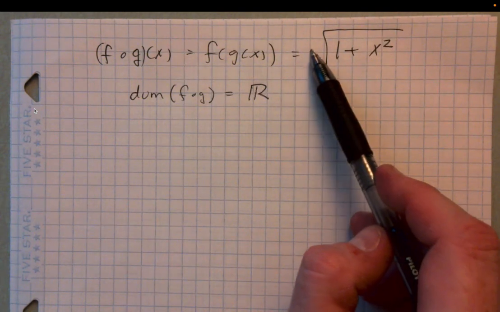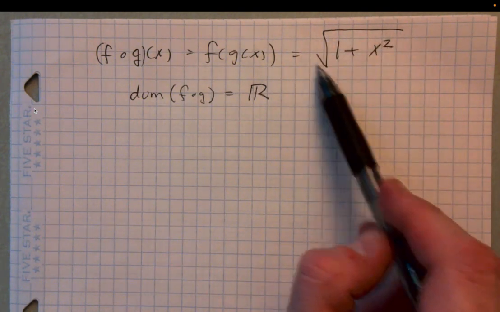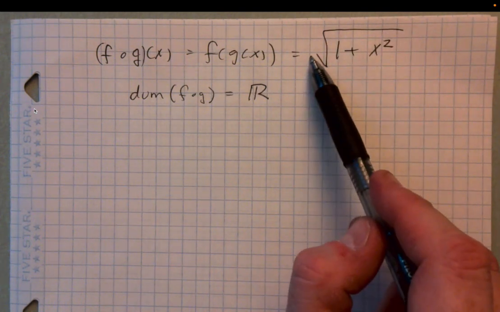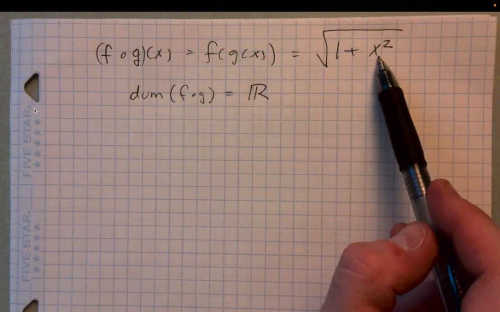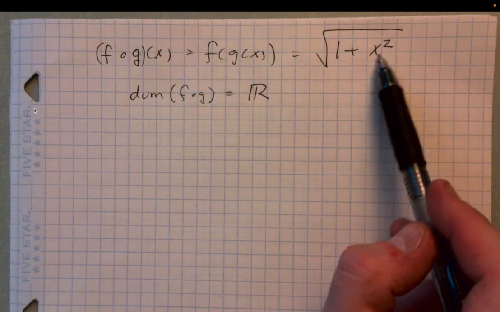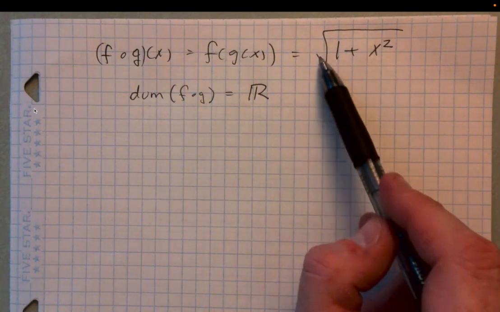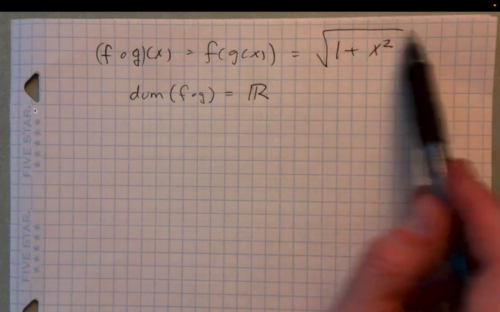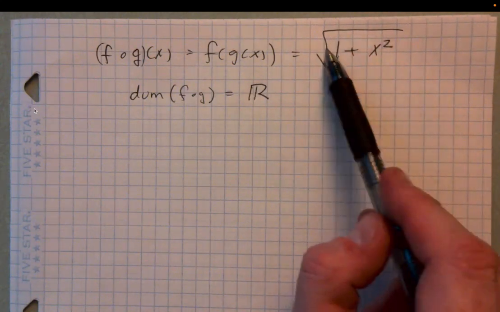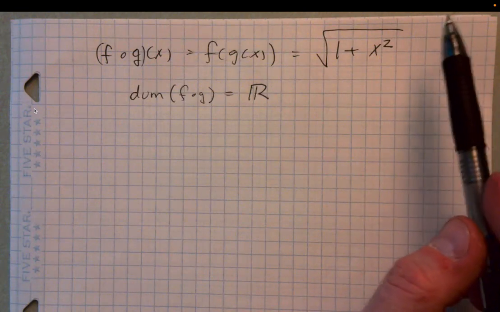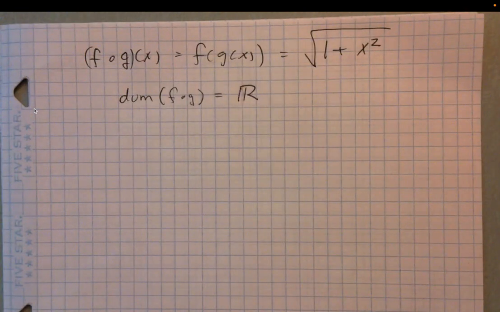But then further, even when we do the composition, we see that we no longer have to constrain x, because when we square x, it becomes a positive number. So we're never going to be taking the square root of a negative number, right? The inside here is 1 plus a positive number, always positive, right? So the domain is going to be all real numbers in this case. Okay. Very good.